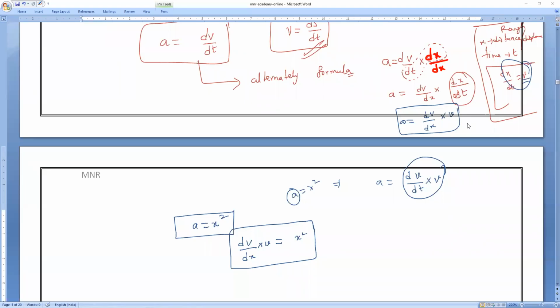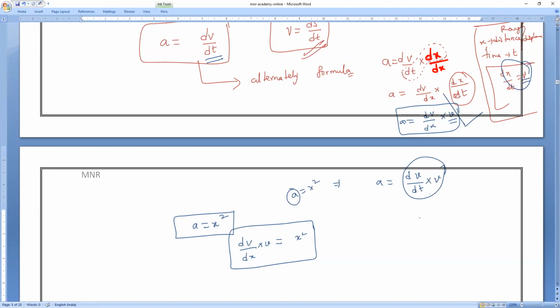This is the alternative formula for acceleration. Acceleration equals dv by dt, or dv by dx into v. Is it okay? Yes, so that is what you have to remember: dv by dx into v.